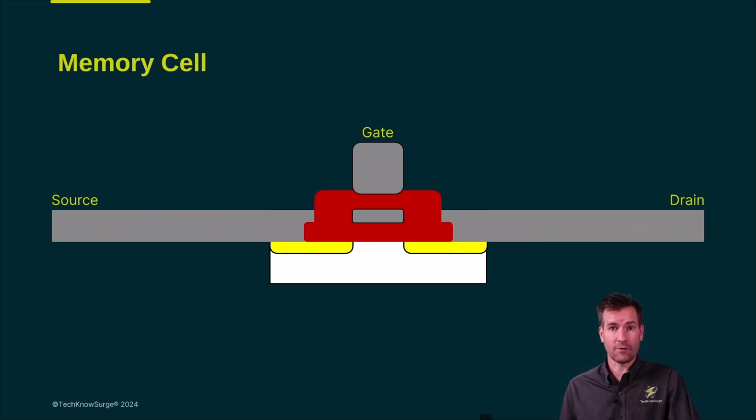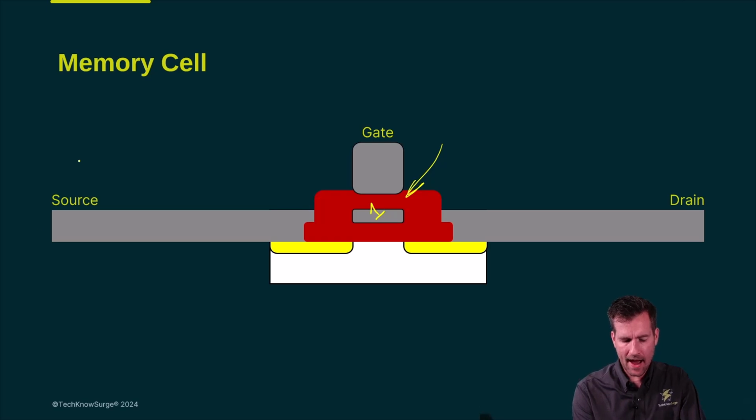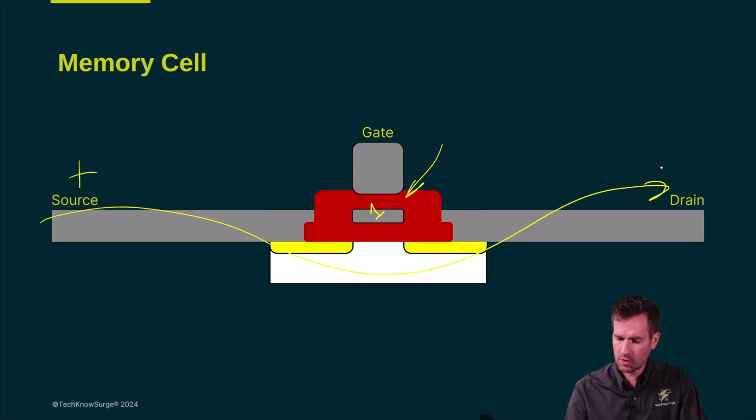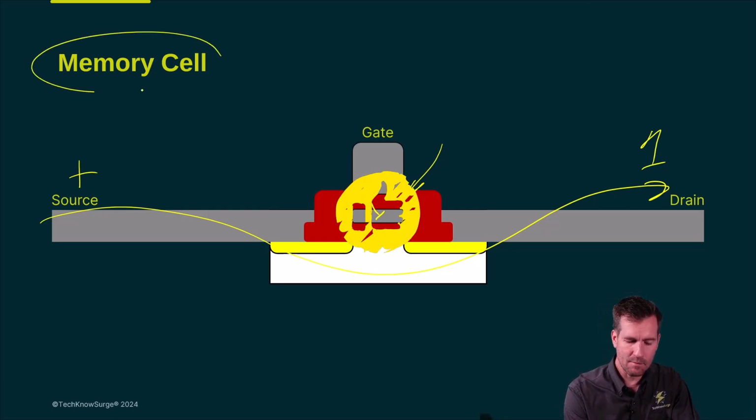So here's a little different way to look at this. If we apply a 1 to the gate right here, that state gets saved in this charge trap. And now, even if we take power away from it, that state still exists. Now, if we want to figure out what bit this is, is it a 1 or a 0, we just apply power to this side, and we are going to get a 1 or a 0 on the other side, thus creating a memory cell.